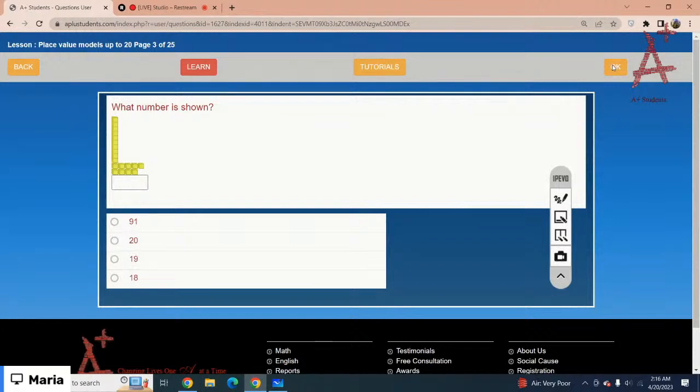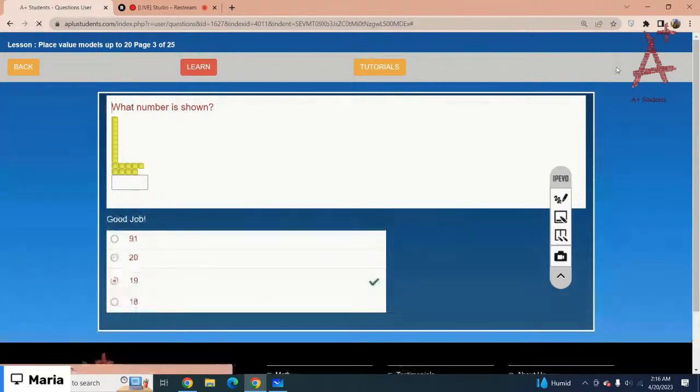So which is the correct option? You have 9 blocks in the horizontal position and 10 in the vertical. So together they make the digit 19. Yes, very good. That would be 19. The correct option is 19.